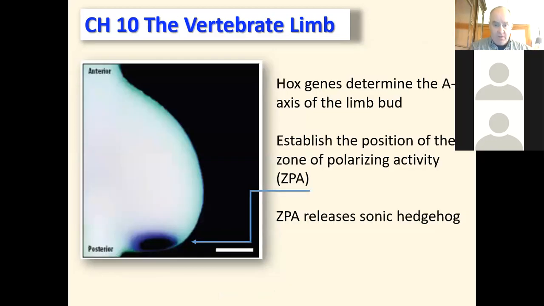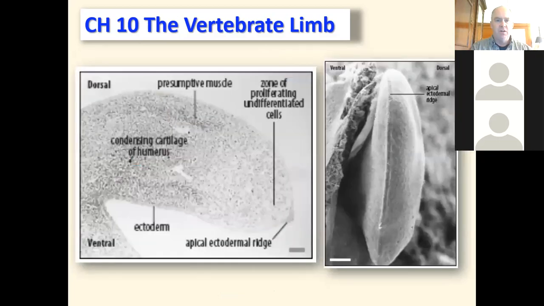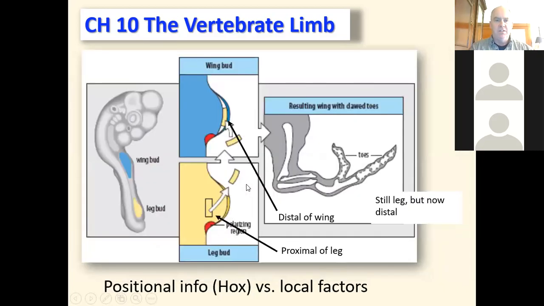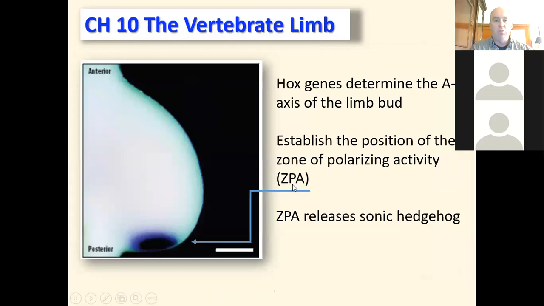Okay, and then we also have our ZPA, zone of polarizing activity. I'm sorry, I've messed up. I've been calling this the ZPA. It's not. This is the zone of proliferating cells. The P in ZPA is zone of polarizing activity. So this little spot at the posterior end of the limb bud is the ZPA, and it's releasing sonic hedgehog, which is going to give us this AP patterning of the limb.